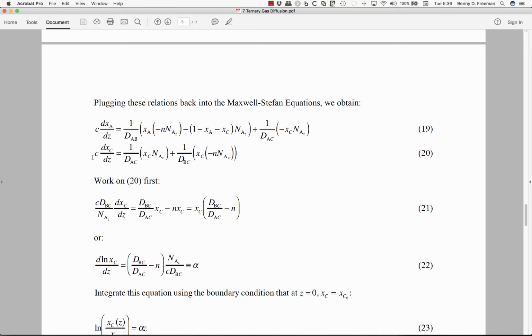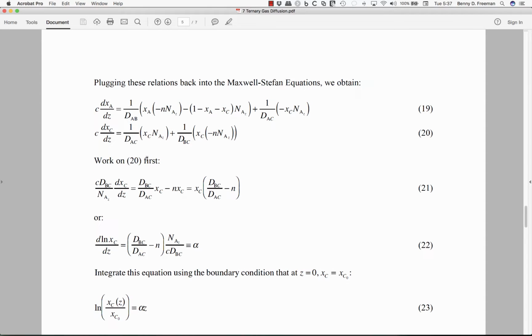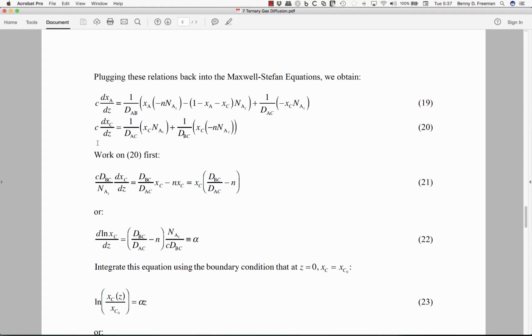And so if I look at this carefully, it basically reduces to a differential equation where dxc/dz is equal to a constant times xc. And so that's why I want to pick this one out and work on it first. It's a bit easier, and then once I have an expression for xc, I can put that into equation 19 here and also here, and then solve for xa. And once I have xa and xc, then I can get the mole fraction of B as just 1 minus xa minus xc if I wish.